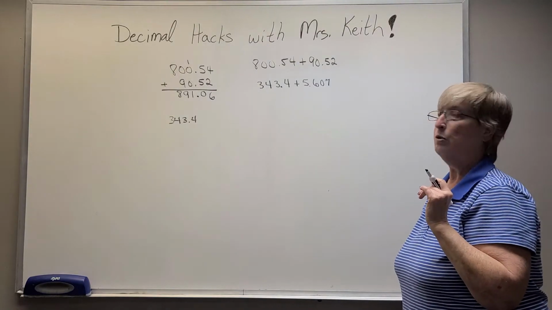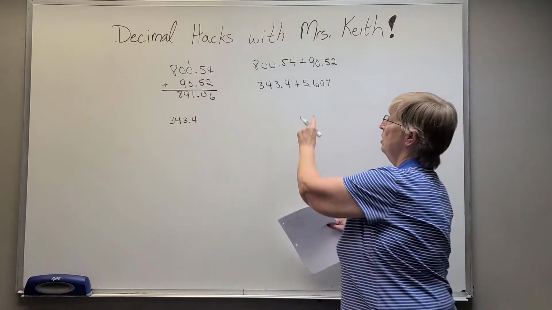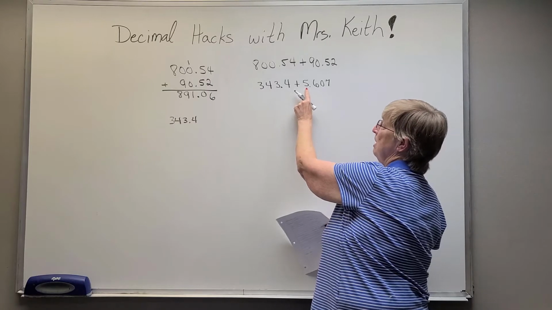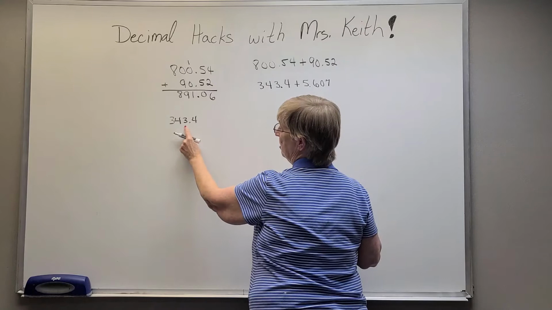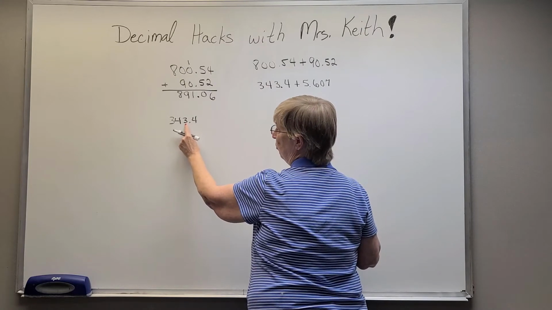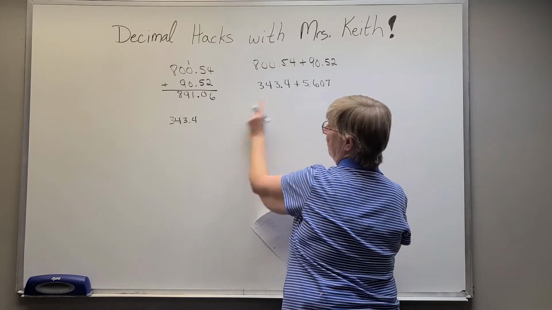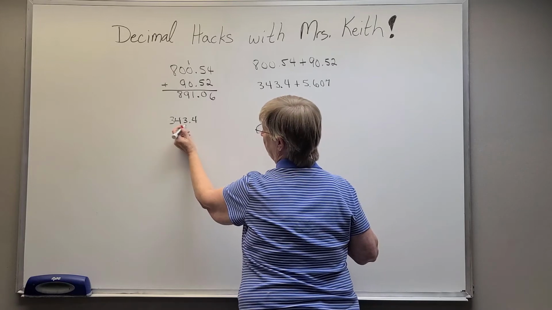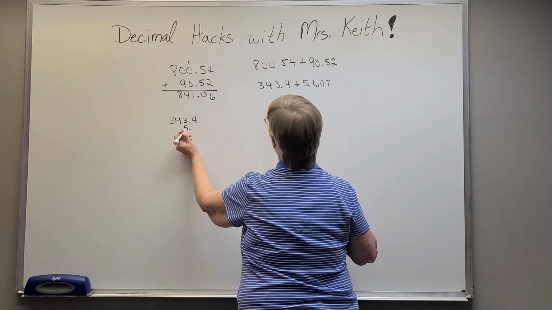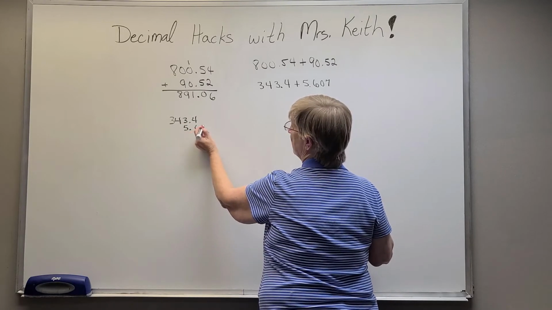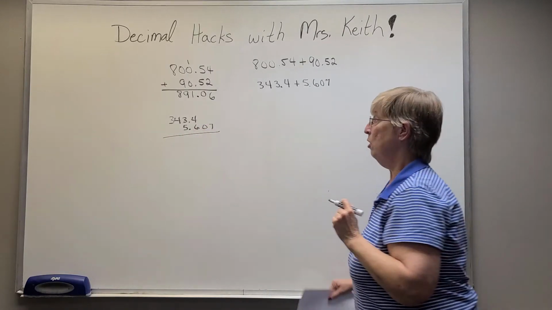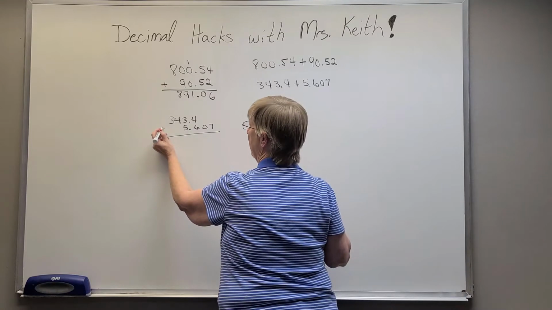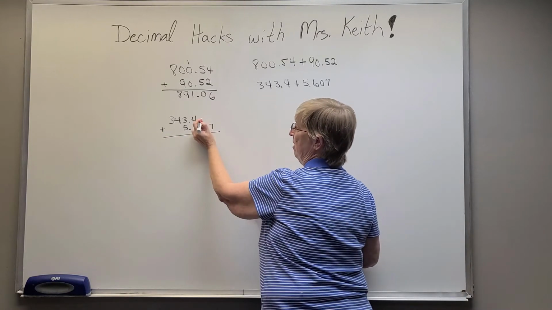Now, here's the tricky part. Remember what we said, you line up the decimals. So in this number, your first digit is just one place to the left of the decimal. So one place to the left of the decimal is 3 here. So we want to put the 5 under this 3. So we've got 5.607. Now, here's part of our problem. What do we add that to? Well, we don't have anything up here.